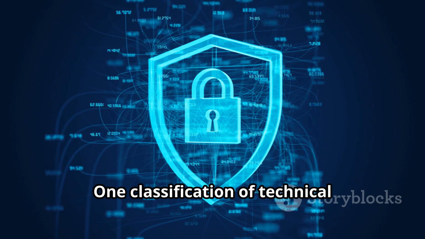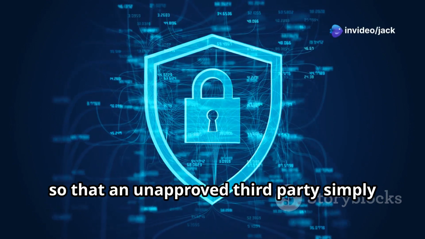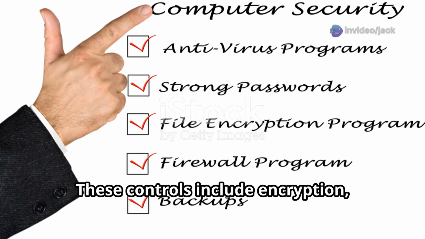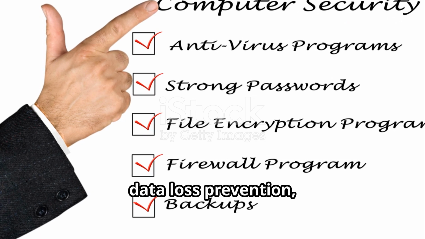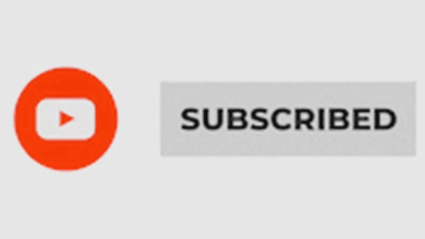One classification of technical controls is to prevent access to the data so that an unapproved third party simply cannot access it. These controls include encryption, data loss prevention, geographic access requirements, and access controls.